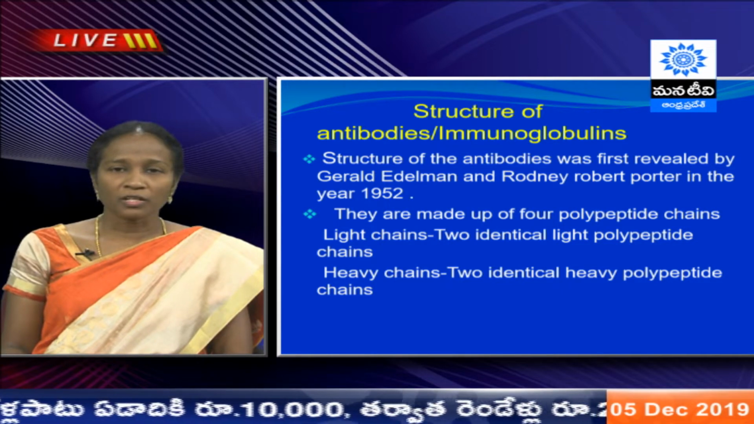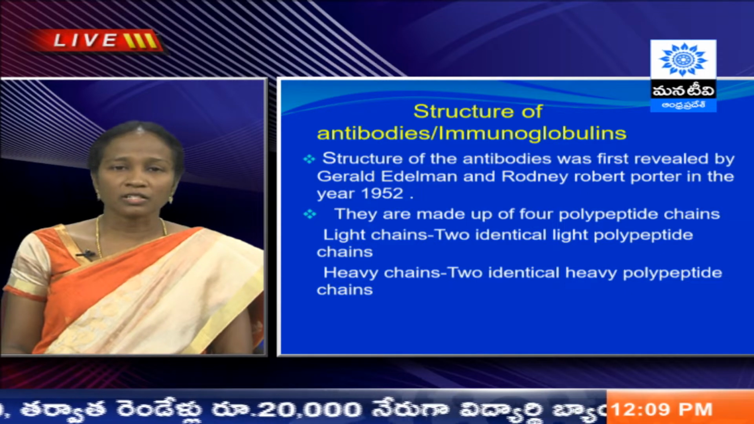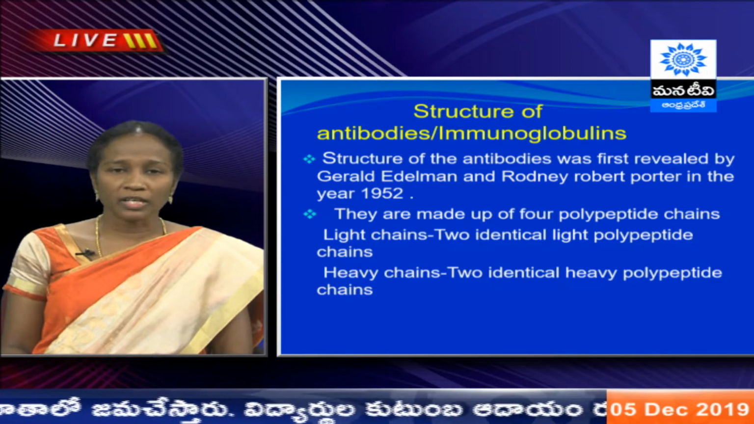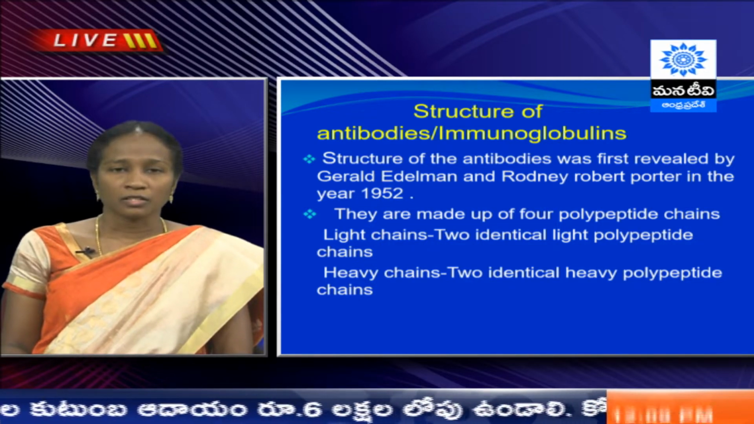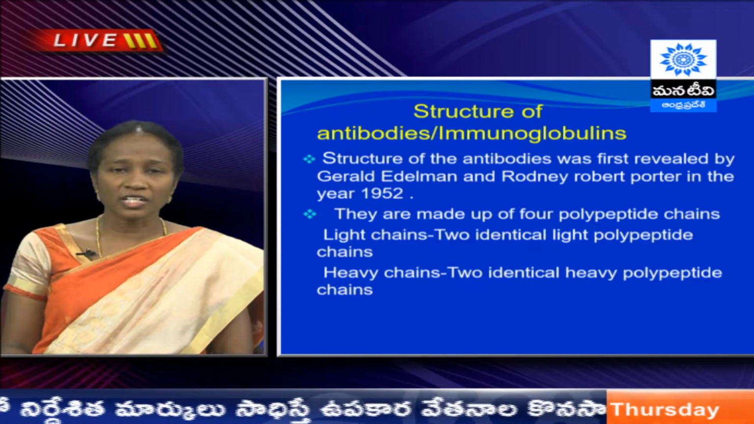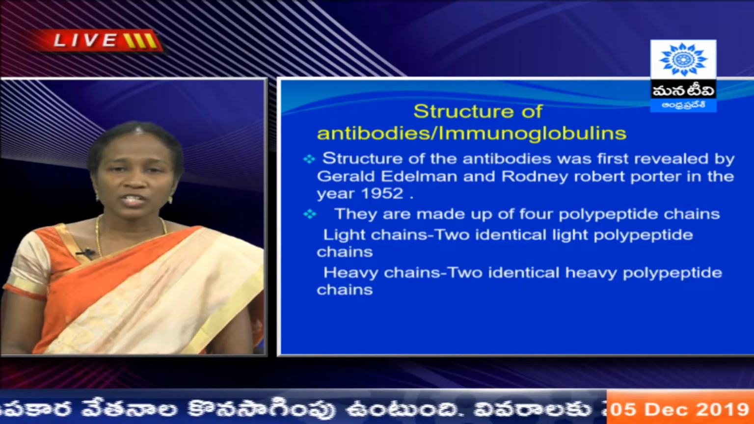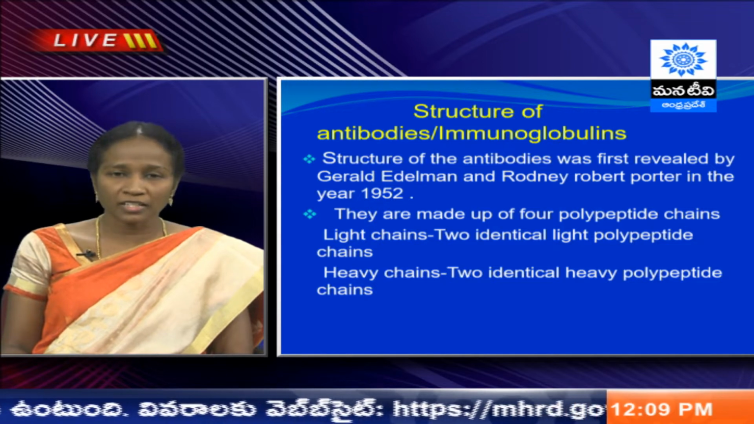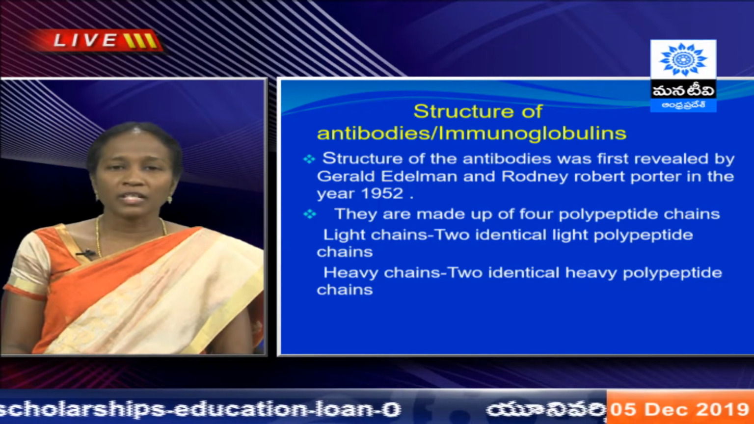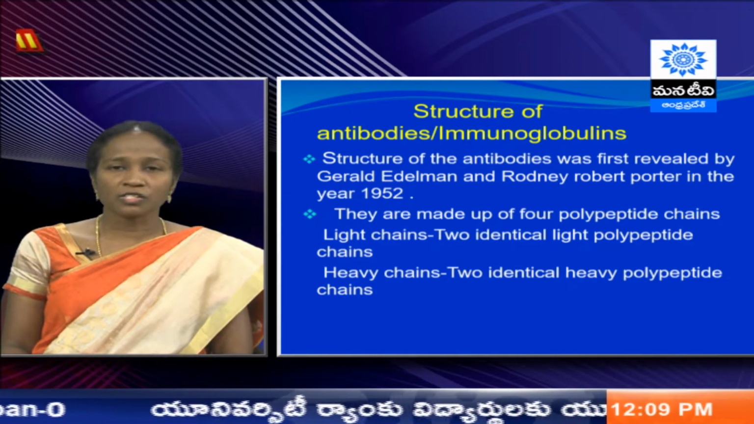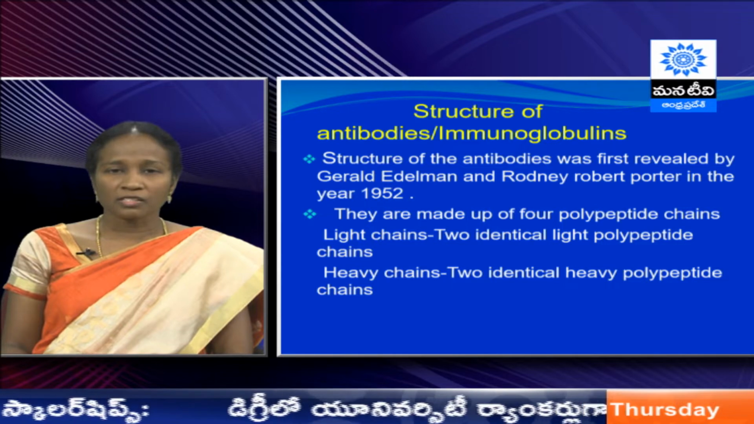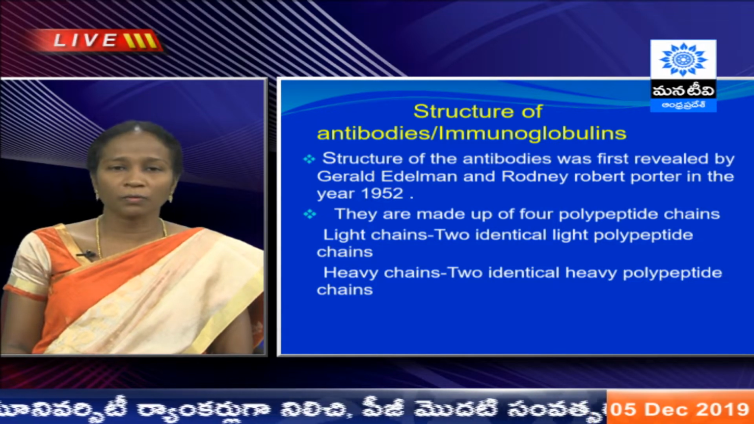First, the structure of the antibodies was revealed by Gerald Edelman and Rodney Robert Porter in the year 1952. According to their analysis, the antibody is made up of 4 polypeptide chains, called light chains and heavy chains. There are 2 identical light chains, and there are 2 heavy polypeptide chains. They gave this structural analysis in 1952 itself.